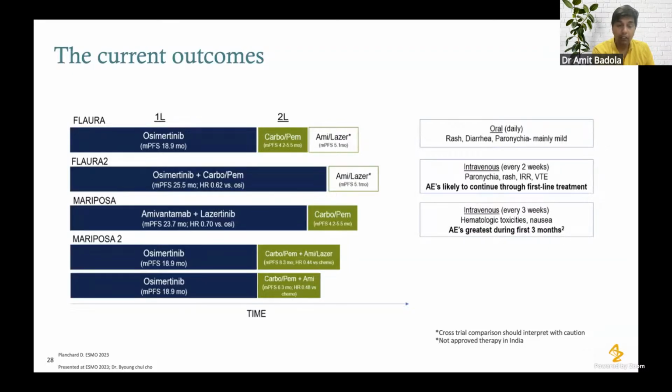In MARIPOSA, they are giving amivantamab plus lazertinib upfront, which is showing a PFS of around 23 months. And in MARIPOSA 2, they are giving osimertinib followed by chemo plus amivantamab plus lazertinib. So these are the different options which we can utilize according to the patient. And speaking for myself, I think osimertinib plus chemotherapy is a good option. If the patient has progression, we can do again a liquid biopsy or tissue biopsy to see the mechanism of resistance. And if there's no specific target, then we can switch to amivantamab plus lazertinib.